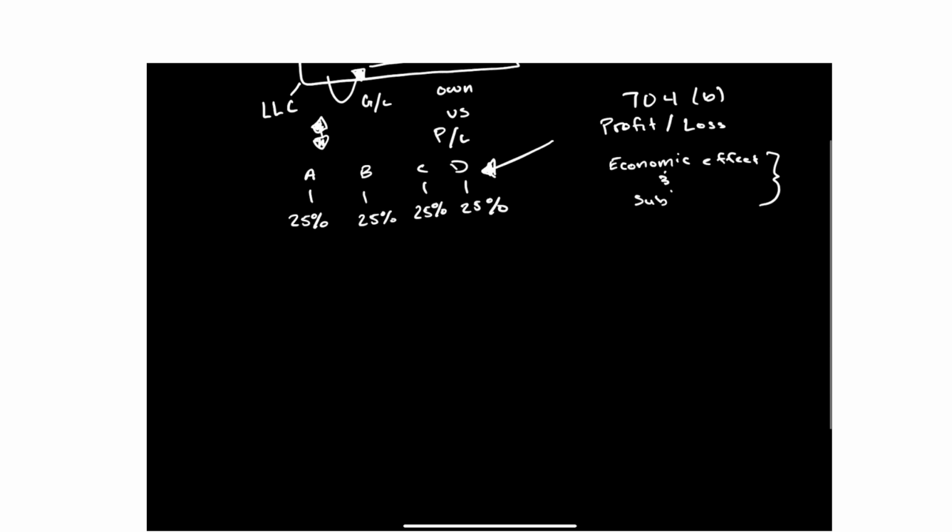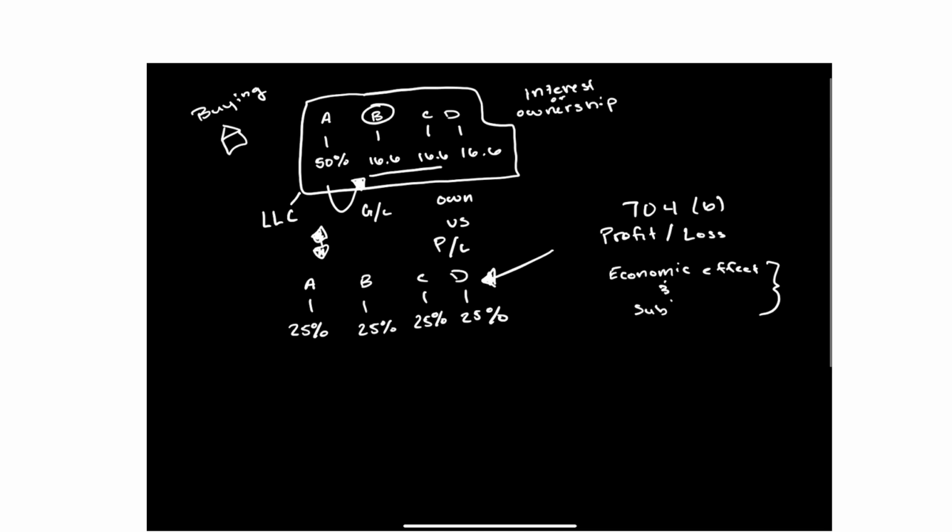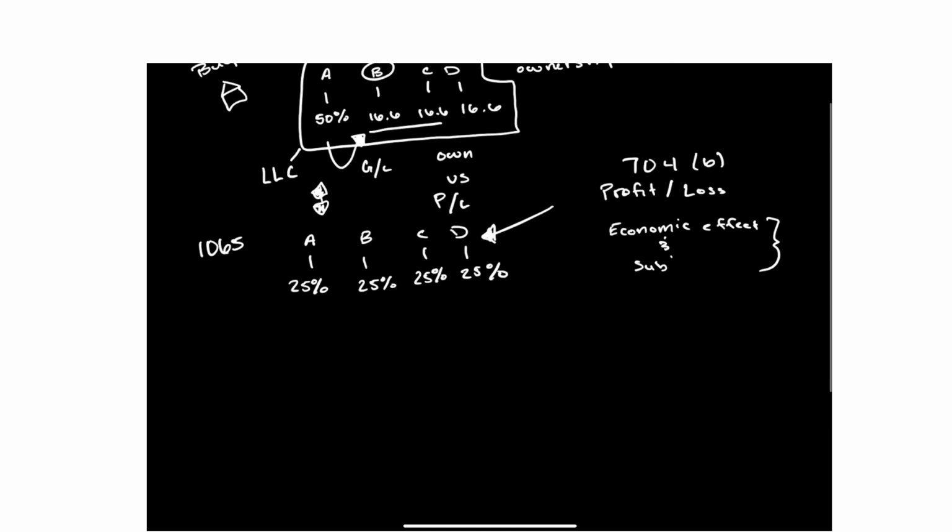Now, how this is going to look is every single person here, so up here in the actual partnership, you'll do what's called a 1065 partnership return. And then each person will get a K1, right? And this is the partnership share of it, right? And then that K1 will be used on the 1040.